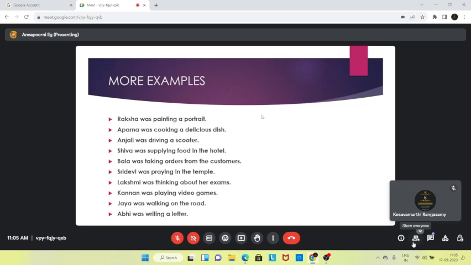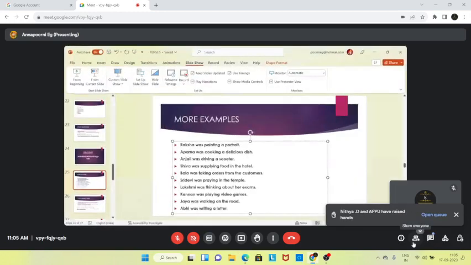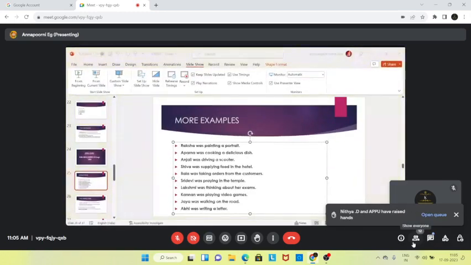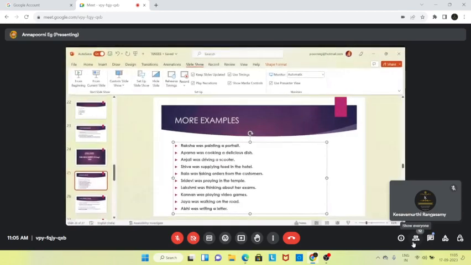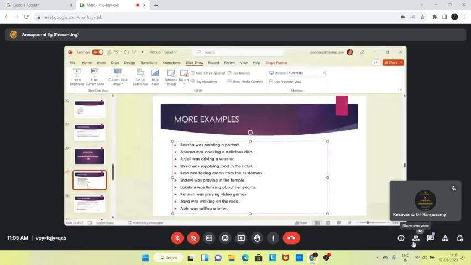Okay. Who is going to attempt the last one? Who is willing to do that last question? Yes, please. Who has raised? I think Aradhana came first, so Aradhana, let her do. Appu, I will give you the next chance. Yes, Aradhana. Abhi was writing a letter. Abhi is subject, ma'am. Was writing is verb, ma'am. Your letter is object, ma'am.